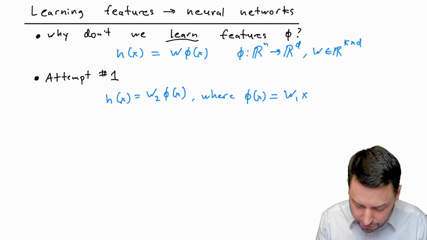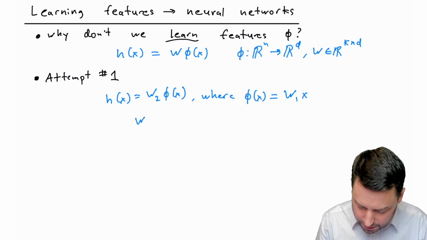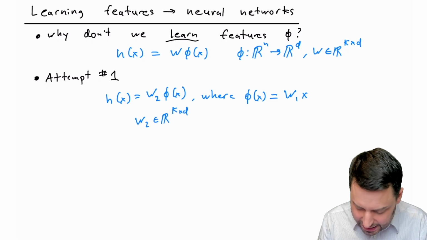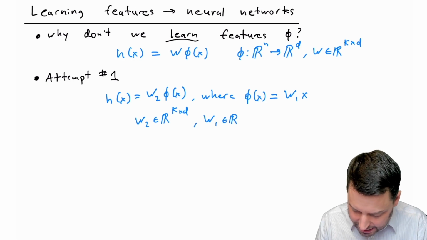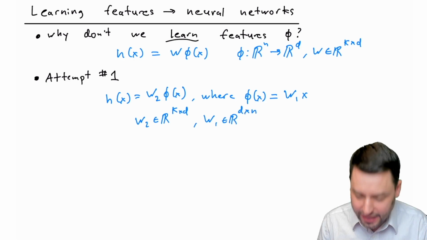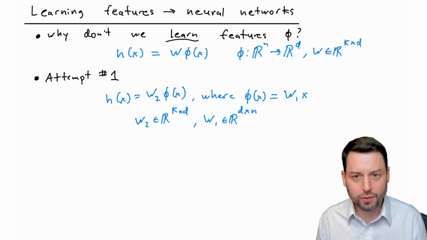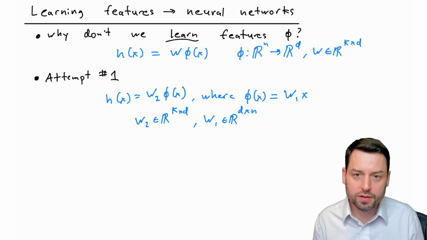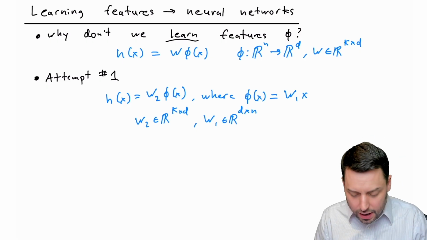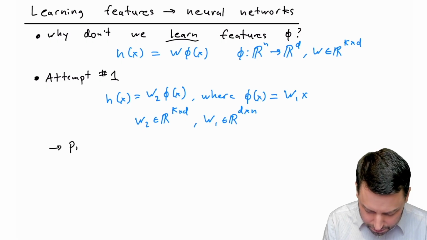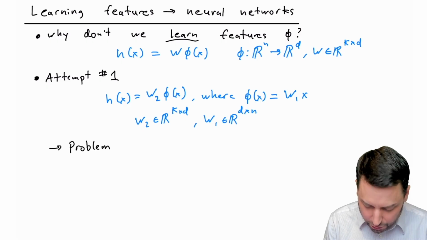Here, of course, w2 would be a k by d matrix, and w1 would be a d by n matrix. This is a valid mapping, right? This is a valid transformation of inputs to outputs. But there's a problem here. There's a problem with this particular representation.